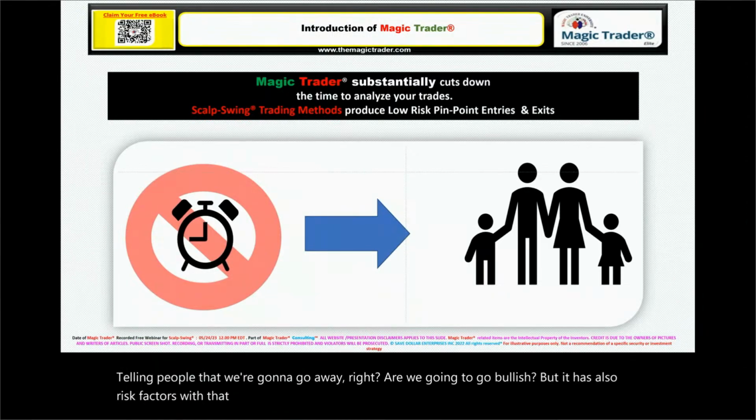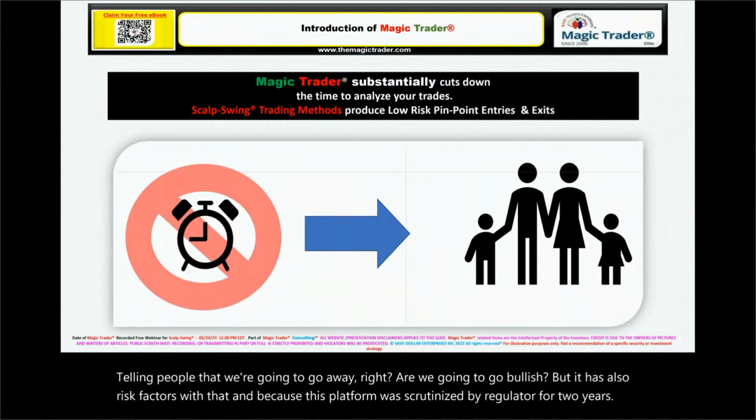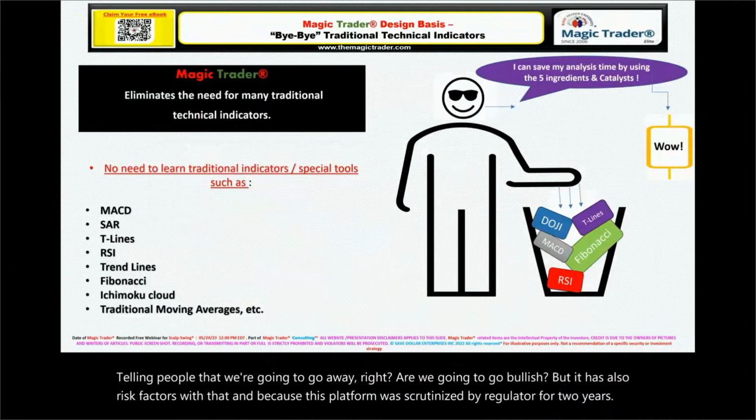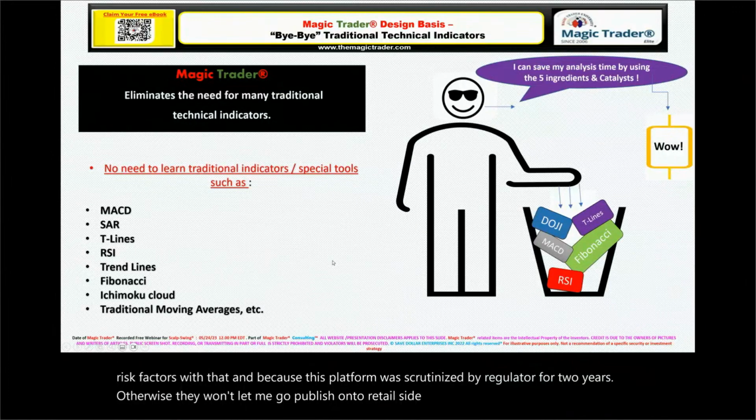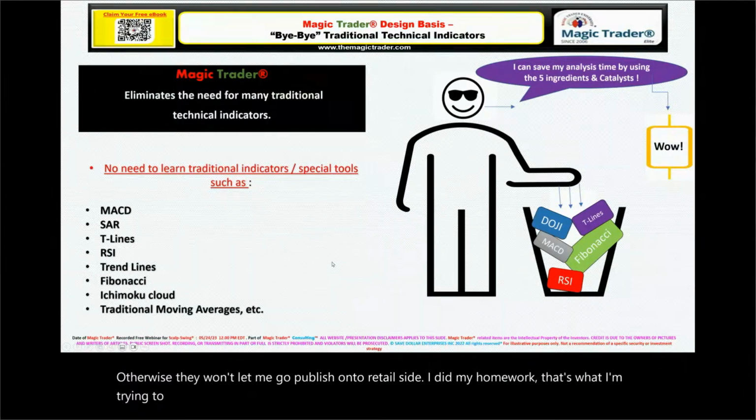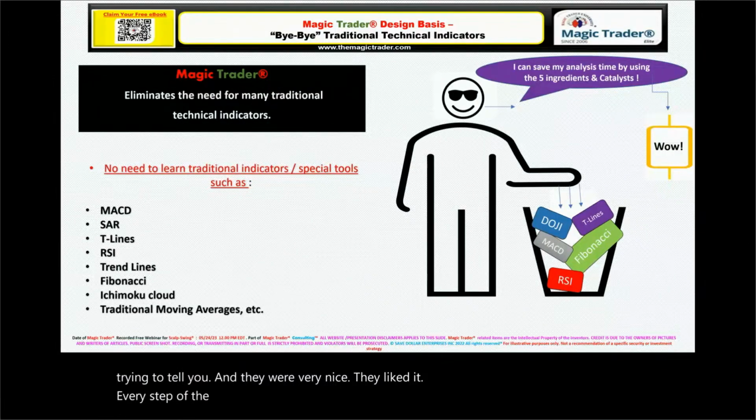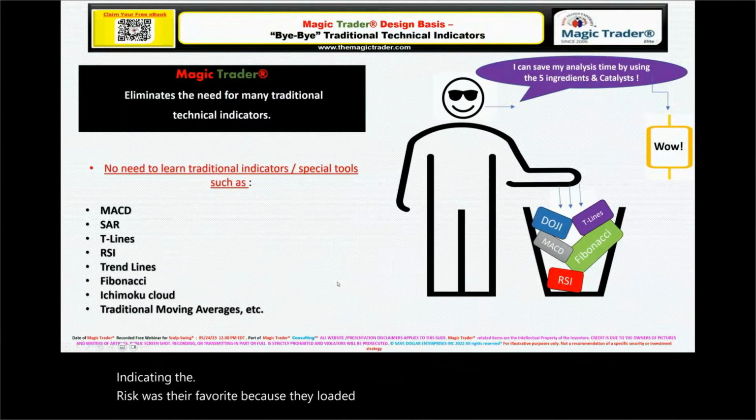And because this platform was scrutinized by a regulator for 2 years, otherwise they wouldn't let me publish onto the retail side. I did my homework. That's what I'm trying to tell you. And they were very nice. They liked it. Every step of the way, indicating the risk was their favorite because people can be aware of that. So you've got to decide when to buy and sell, or what happens in between. What is the risk every step of the way?